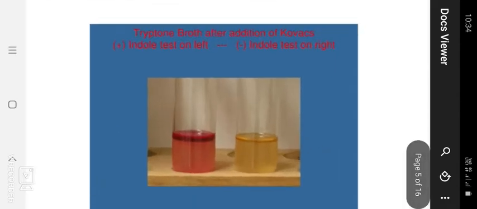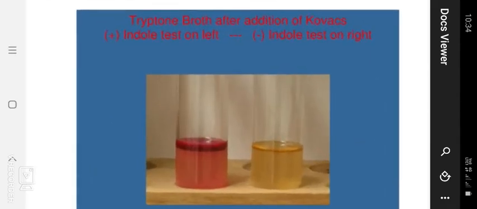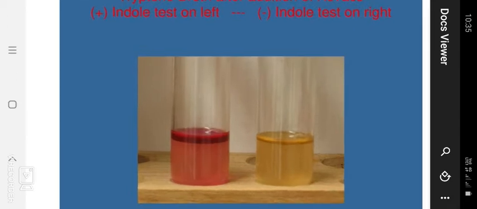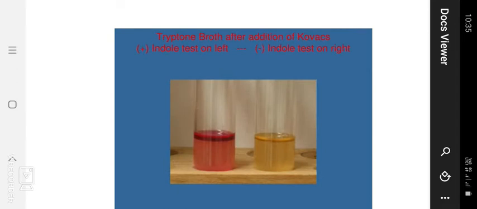Now the result shows indole positive and negative. The red color ring is formed on the left side in the tryptone. That is a positive result, and colorless is negative. Successfully, the result will come.